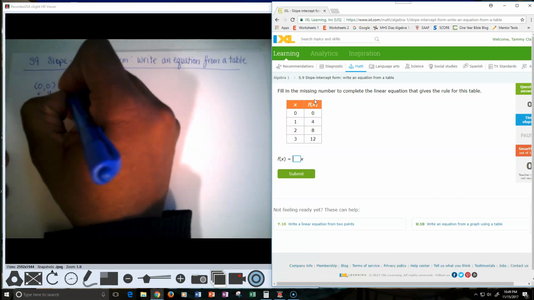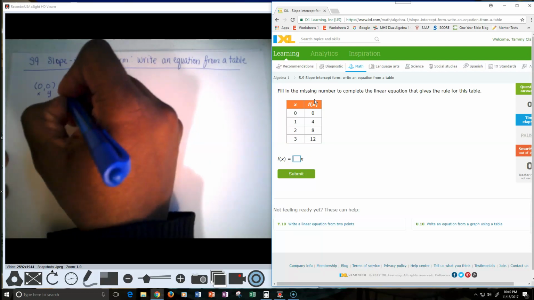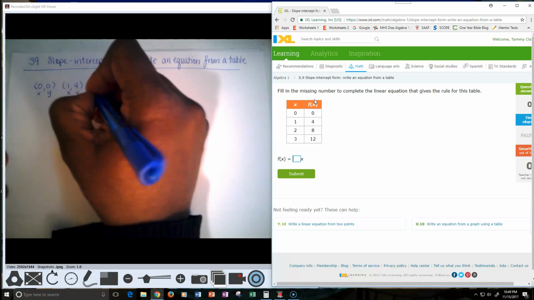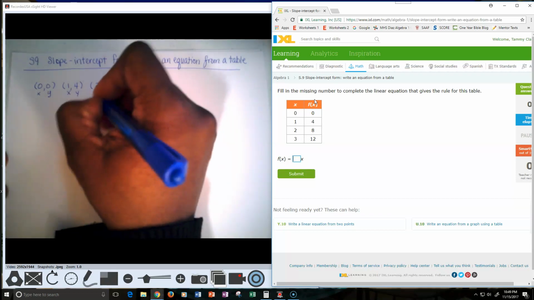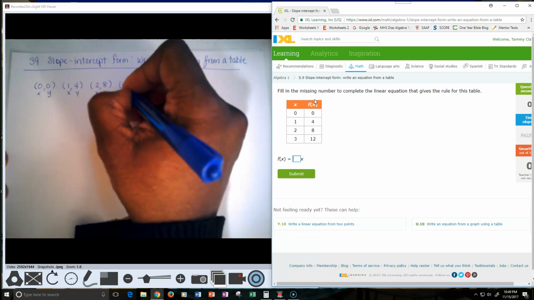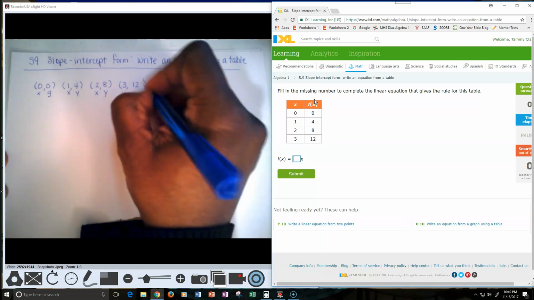The second ordered pair is 1 and 4. So this would be x and y. The next ordered pair is 2, 8. Again, 2 is x, 8 is y. And the last ordered pair in this table would be 3, 12. That would be x and y.